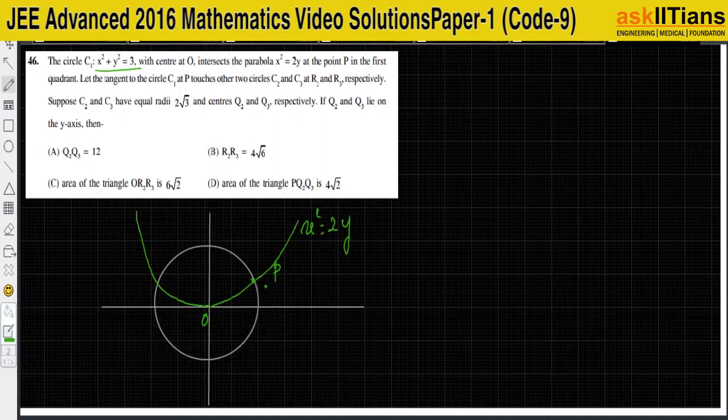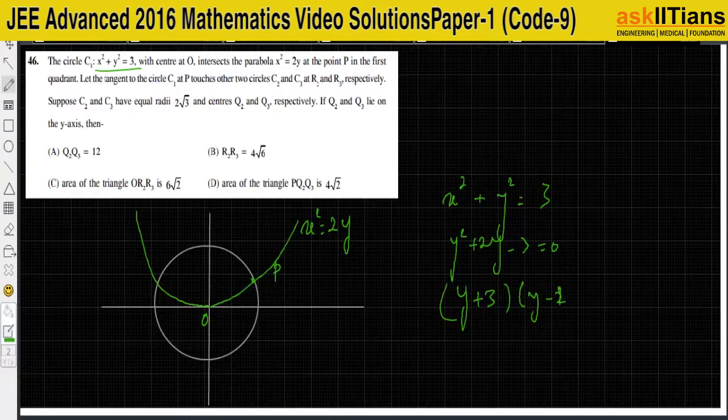So let's find out point P first. If I solve x square plus y square equal to 3, and x square is 2y, so y square plus 2y minus 3 equal to 0. So I'll get y plus 3 times y minus 1 is equal to 0. So y will be 1. Y can't be minus 3 because it's given first quadrant, so y will be 1. If y is 1, then x will be root 2. So this point is root 2 comma 1, both in first quadrant.